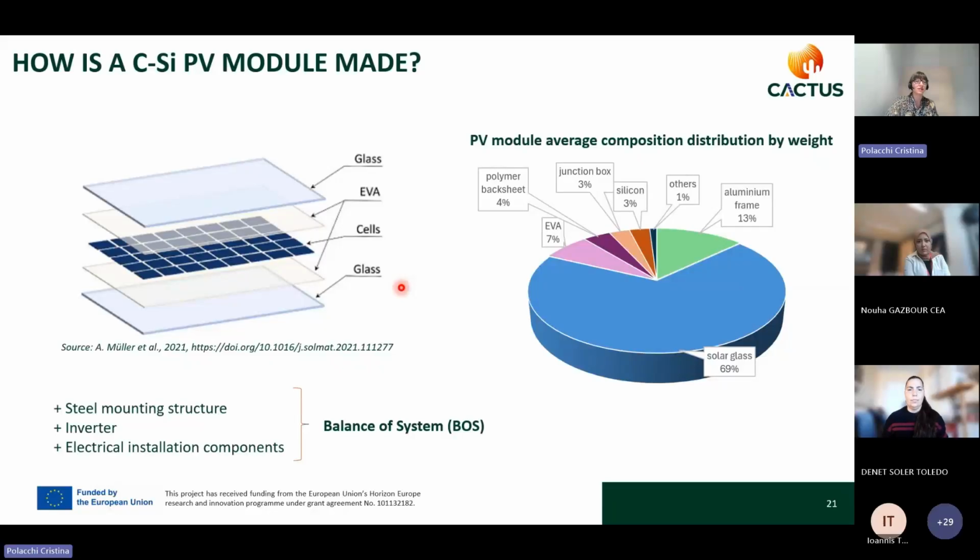And then you can have encapsulant, which is made of polymers, and backsheet and front sheet, which can be glass, like in this case, or polymeric. And then we have all the balance of system, which is all the other components, including the steel mounting structure, inverters, and other electrical installation components like a battery.